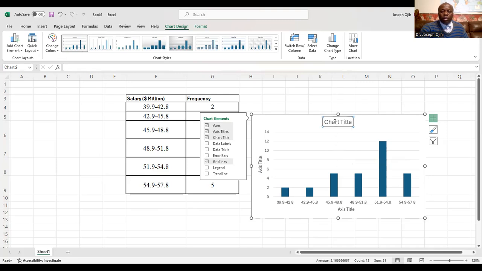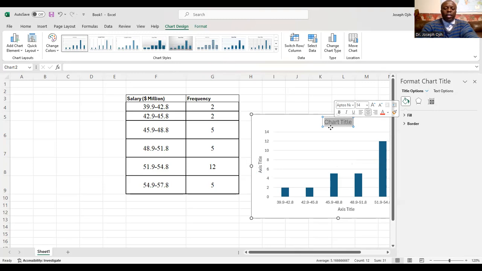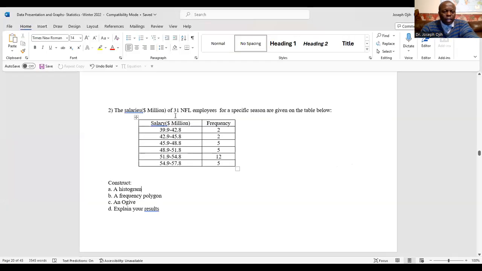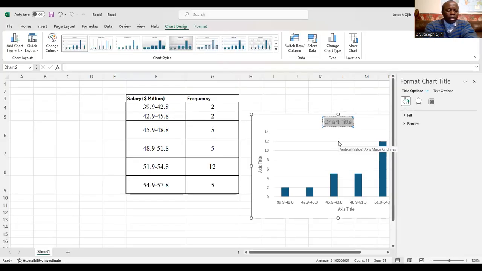So now, this is the salary of NFL employees, I think. Hold on, let me check it again. Yep, the salary of 31 NFL employees. Okay, good, excellent. So you go up here and you type salary, and of course, $1 million. See, they make all this money, but you keep hearing that they are broke. I don't know why they are broke when you make all this in one season. You know what I mean?